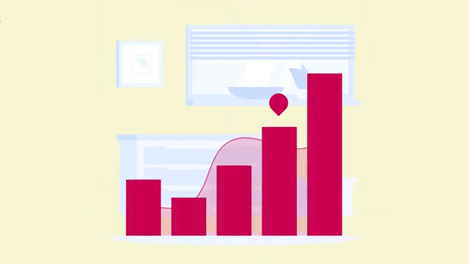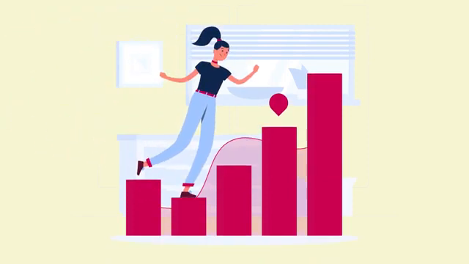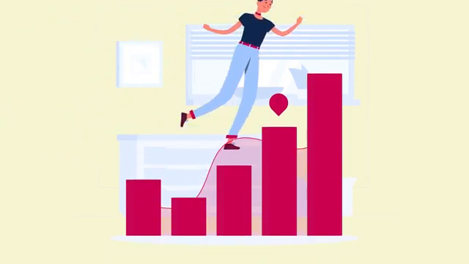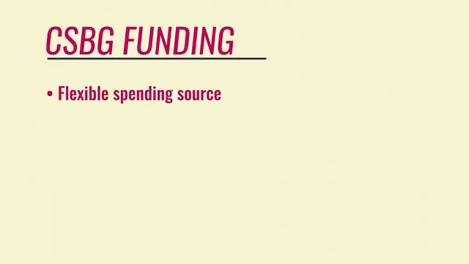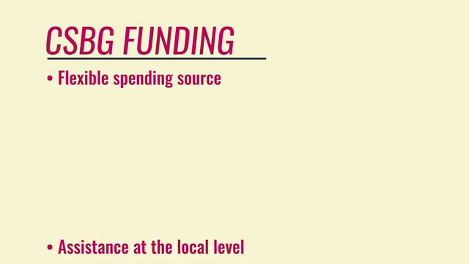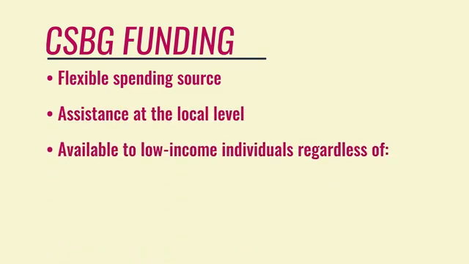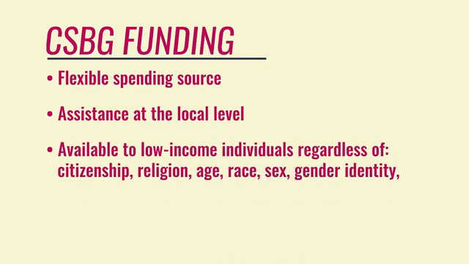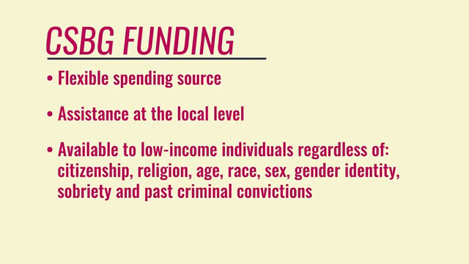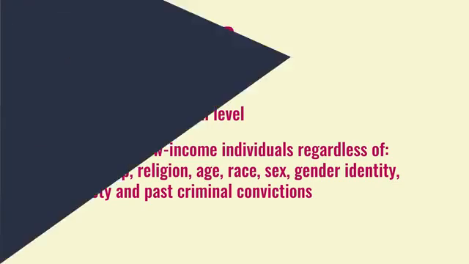CSBG is the only federal poverty program aimed at moving people from poverty to self-sufficiency. It is designed to be a flexible spending source for communities to assist low-income people at the local level, regardless of citizenship, religion, age, race, sex, gender identity, sobriety, and past criminal convictions.